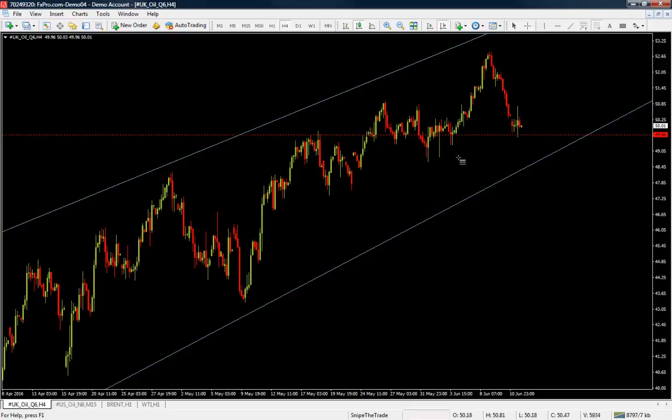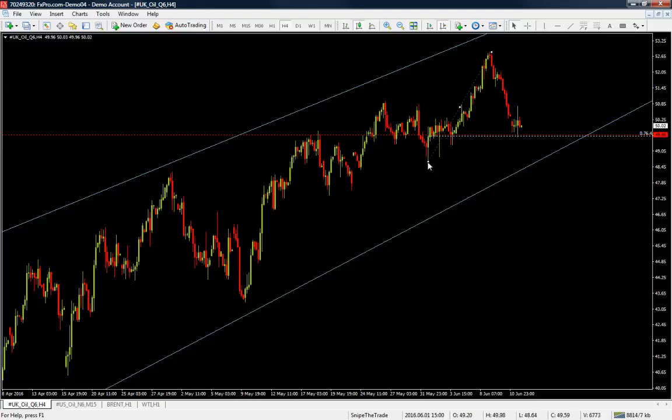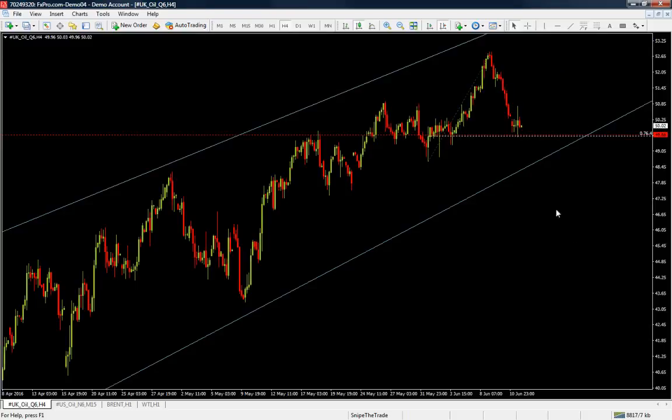But not only that, we are also at the 76.4. Just let me change the color of my Fibonacci retracement levels so we can have a better look at where we are standing. All right, so we are also at the 76.4. So when you are swing trading, you always want to trade structure, and this is the structure that matters. We made a high here and we made a low here, and this is the zone that we are going to be trading.